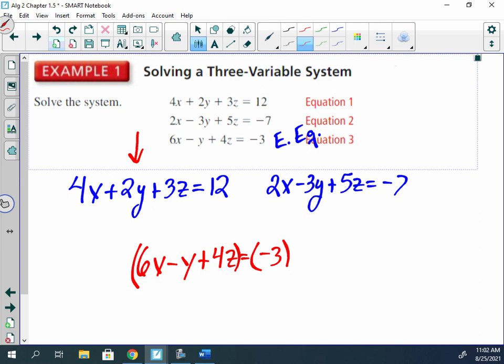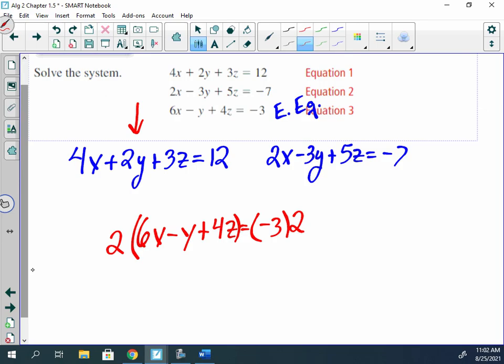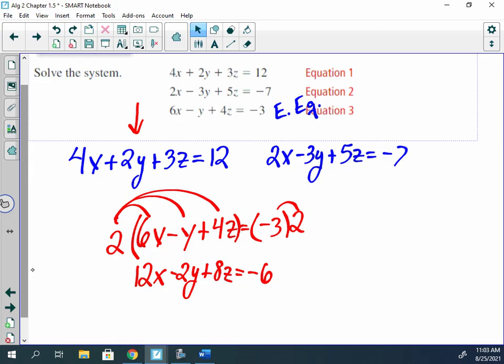Multiply by what? 2. So I'm going to multiply this entire equation by a factor of 2. We're going to scale it up by a factor of 2, so the y's are going to be the same. Multiply by 2. Well, 2 times 6x is 12x. 2 times -y is -2y. And 2 times 4z is going to be plus 8z is equal to 2 times -3, which is -6.